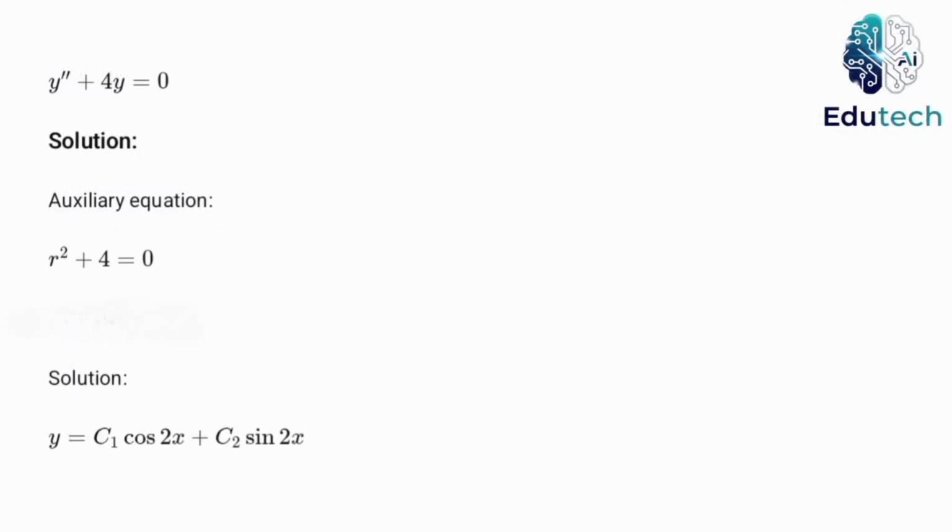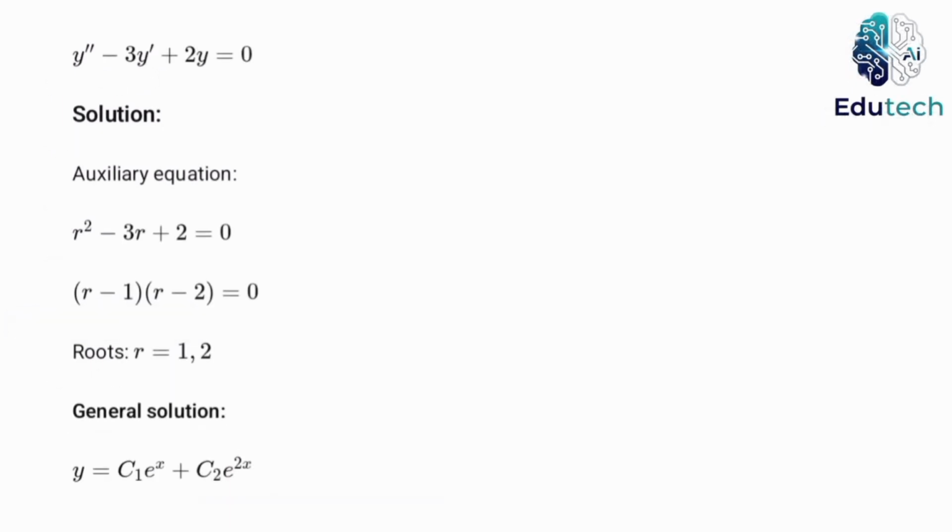Solve y'' plus 4y is equal to 0. The auxiliary equation is r² plus 4 is equal to 0. Therefore, the solution is y is equal to c1 cos 2x plus c2 sin 2x. So we can move on to the next question.